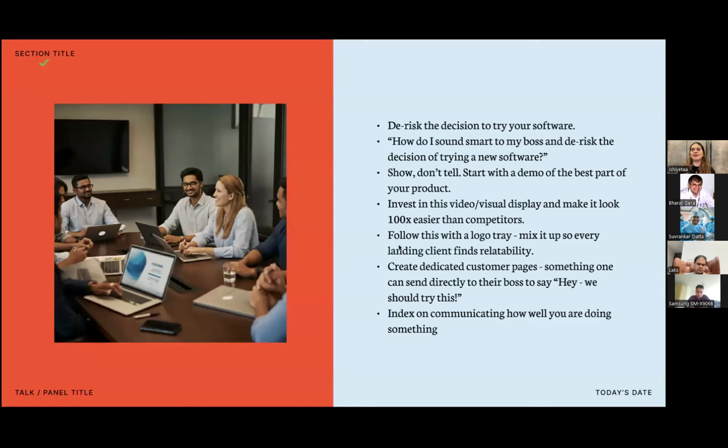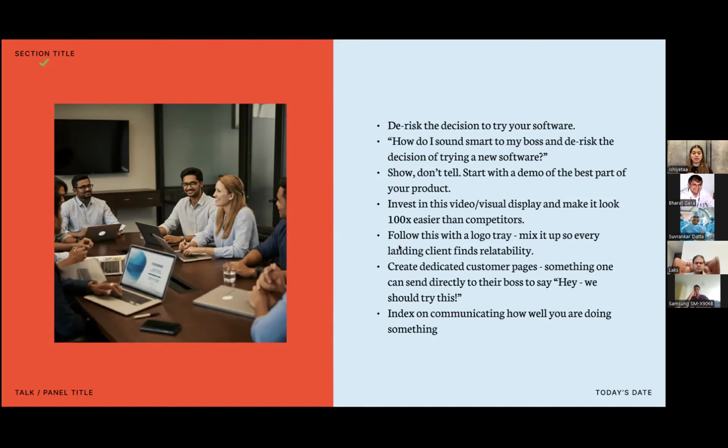And this is a lot more applicable to B2B, but it is essentially to say: how do I sound smart to my boss and de-risk the decision of trying a new software? Does your website have a dedicated section that I can send to a relevant person in my team to say, hey, let's try this software? So this step actually talks about creating dedicated customer pages, something that one can directly send internally.